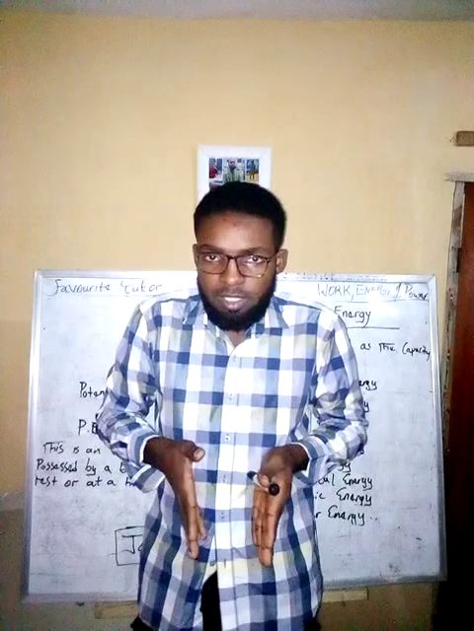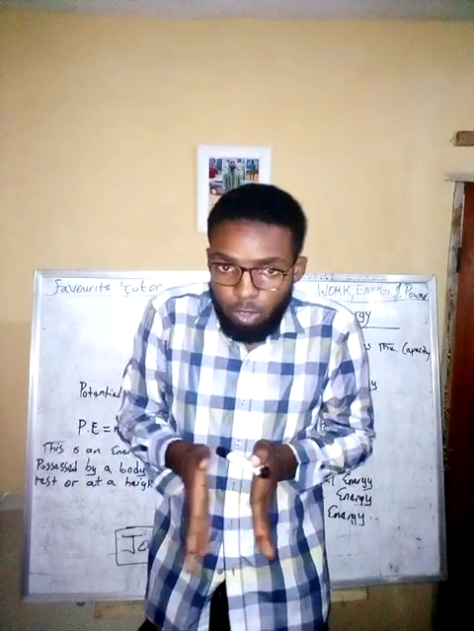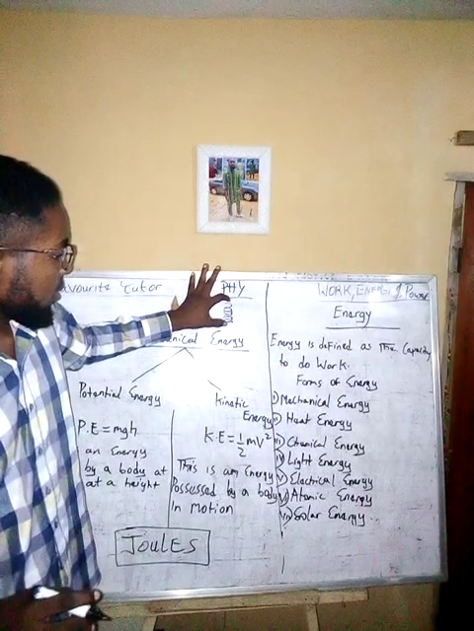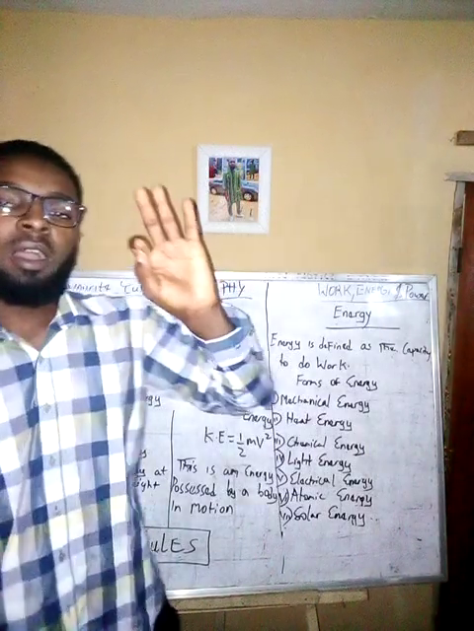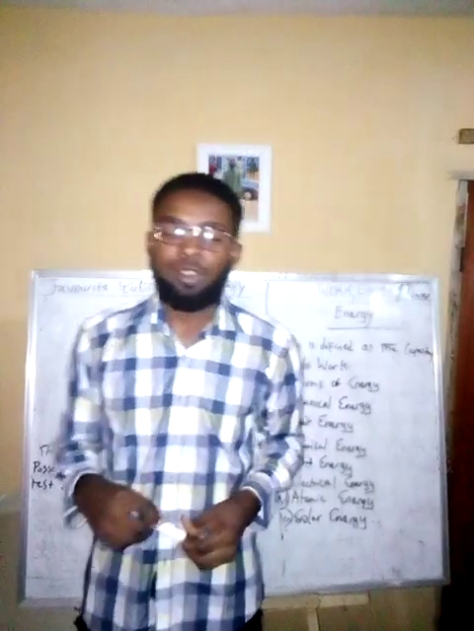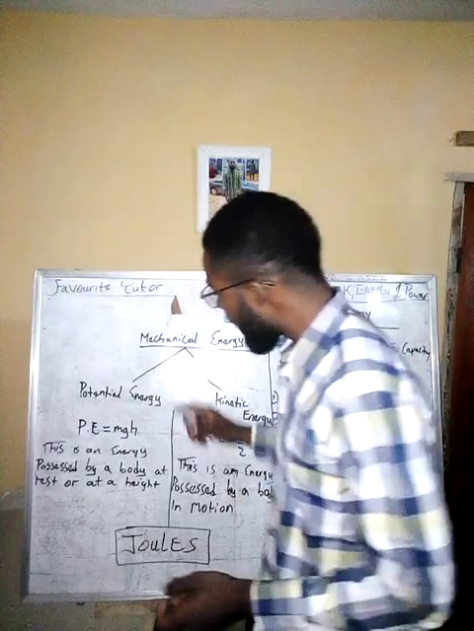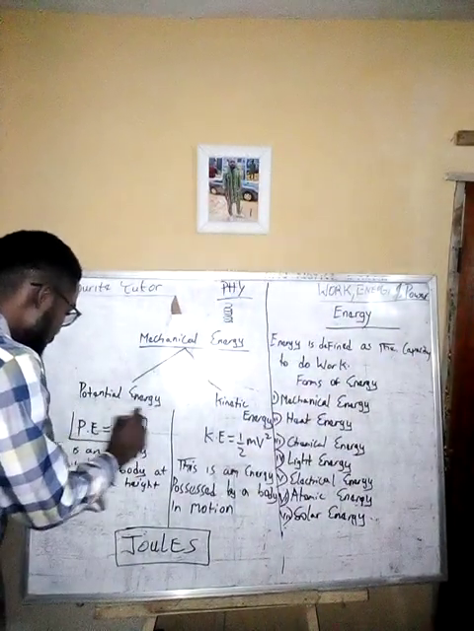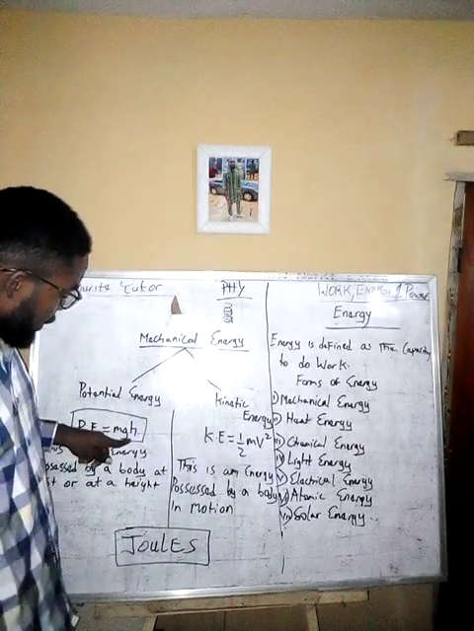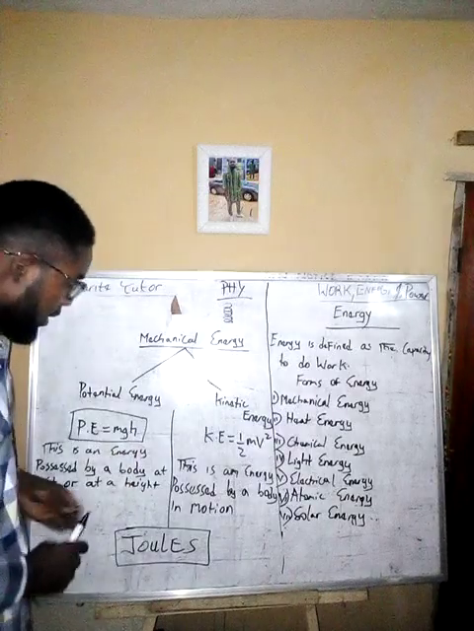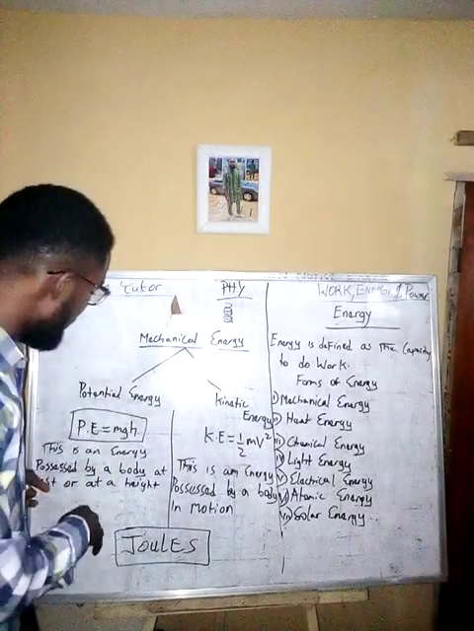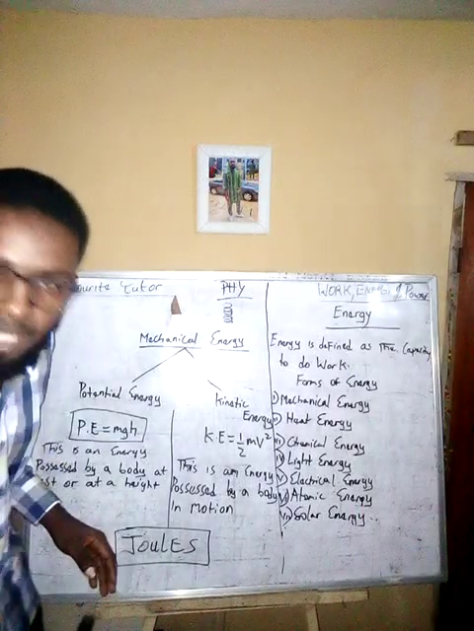Now when you compress a spring, let me just put it down here. Like a compressed spring. So it possesses elastic potential energy, because of its elastic nature. So that's potential energy. And the formula for potential energy, which is PE, is equal to mgh, where m stands for the mass, g for acceleration due to gravity, and h for height. That is by virtue of the position at a height. So this is the formula for potential energy. Whenever we are calculating potential energy, we use this formula.